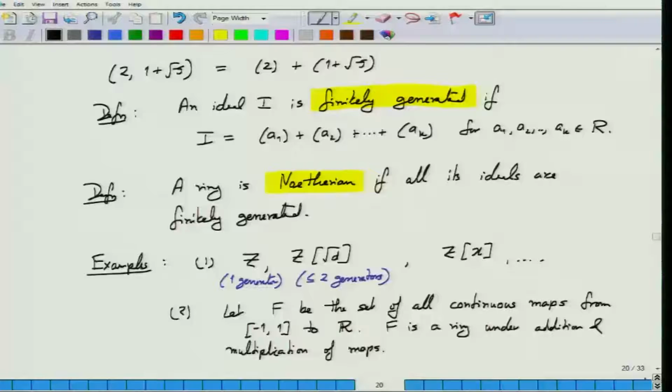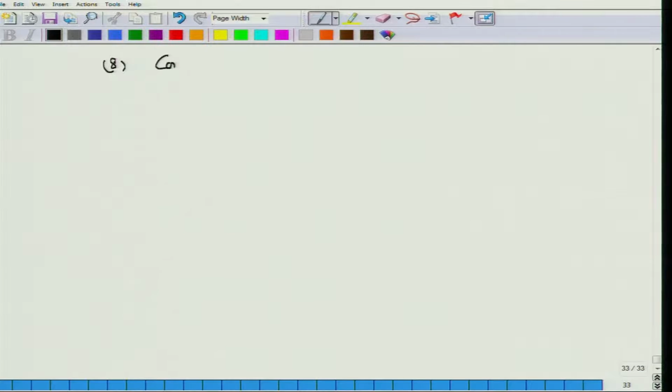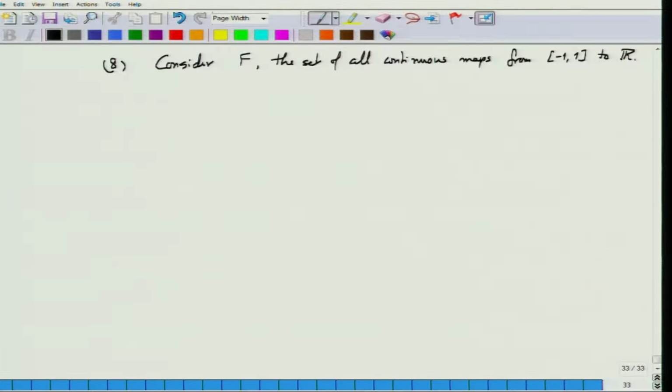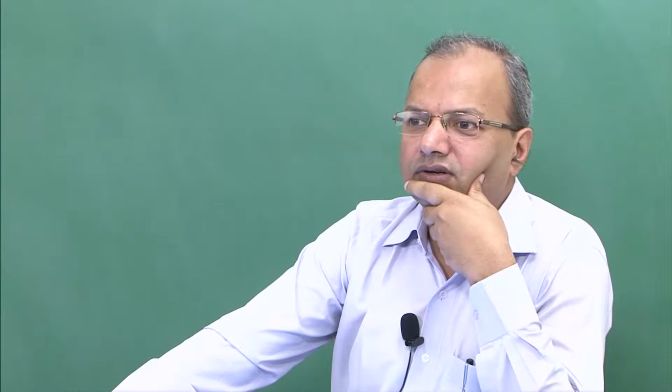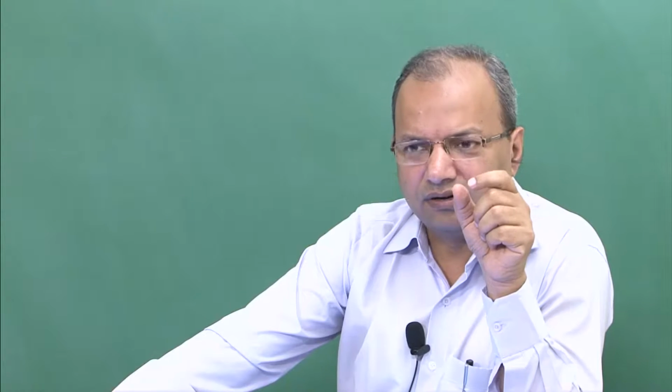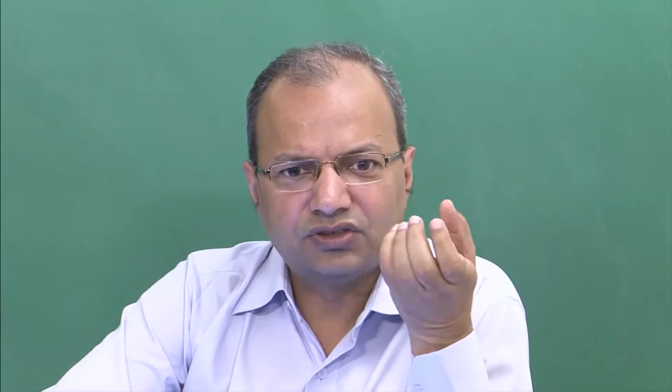Let me go back to this. Some lectures ago I had created a new example. Continuous maps. F is the set of all continuous maps from the interval minus 1 to 1 to R. Let's look at that. This we have earlier seen already, that it is a ring. What are ideals in this ring? Certainly, if you collect all maps which are 0 in a particular interval, this collection certainly forms an ideal.